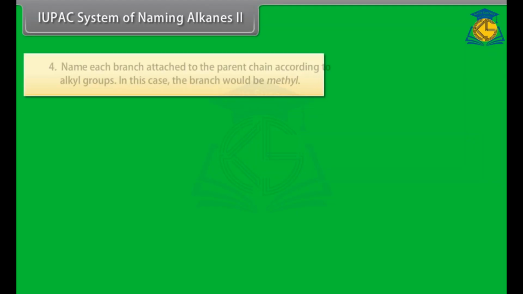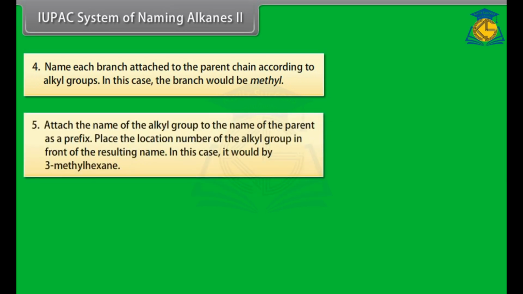IUPAC system of naming alkanes 2. Number 4. Name each branch attached to the parent chain according to alkyl groups. In this case, the branch would be methyl. Number 5. Attach the name of the alkyl group to the name of the parent as a prefix. Place the location number of the alkyl group in front of the resulting name. In this case, it would be 3-methylhexane.